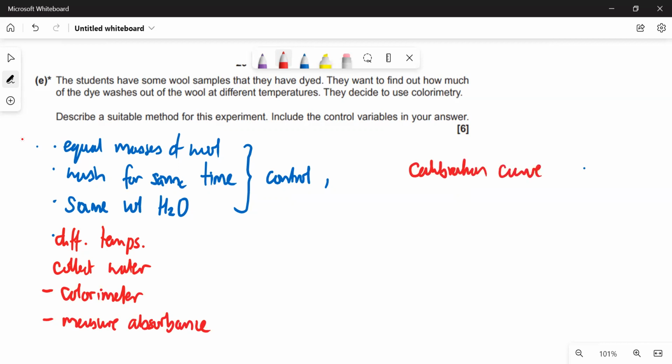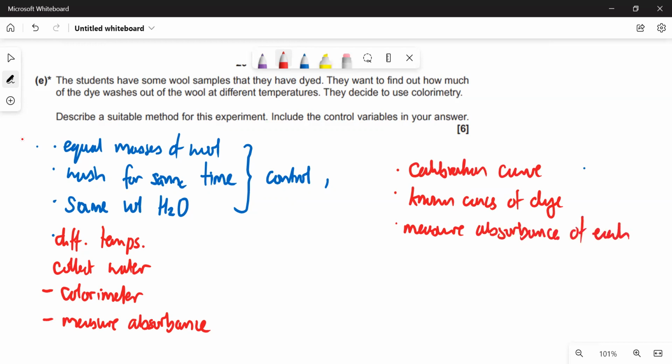So how do you do that? Well, you get known concentrations of dye. Measure the absorbance of each one in the colorimeter. And use that to plot a graph. On the graph, you're going to plot absorbance on this axis against concentration. So you're going to get a curve like that. Draw a line of best fit.